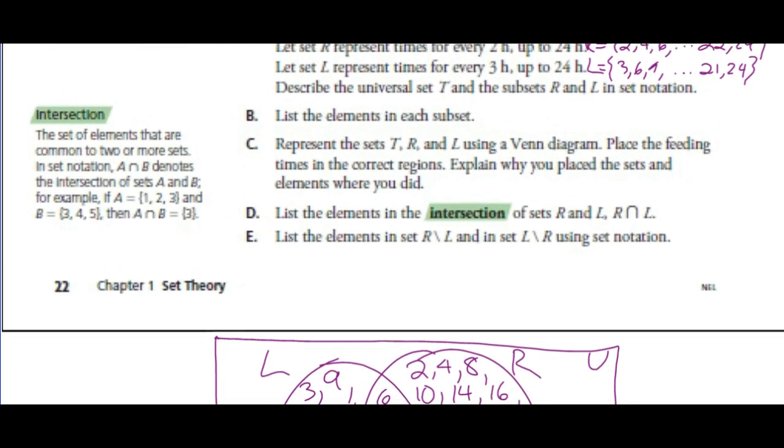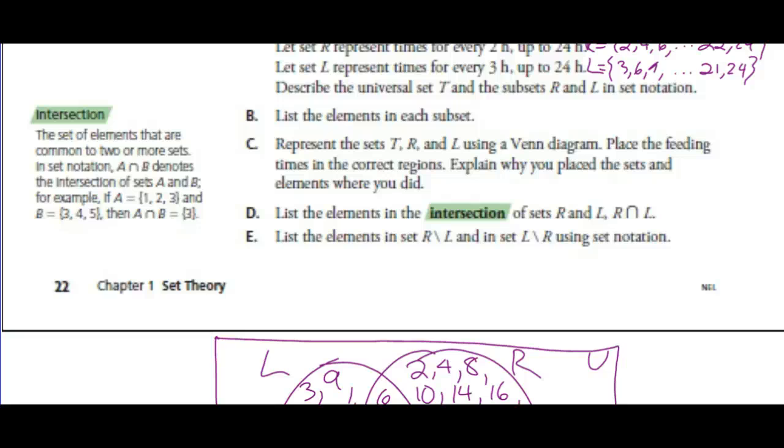List the elements in the intersection. Okay, definition. Intersection: the set of elements that are common to 2 or more sets. In set notation, A intersect B, with an upside down U, is read as intersect. A intersect B denotes the intersection of sets A and B. So you have to know this. Well, or do you? Where does it say on the formula sheet? The formula sheet has an upside down U and next to it the word intersection.